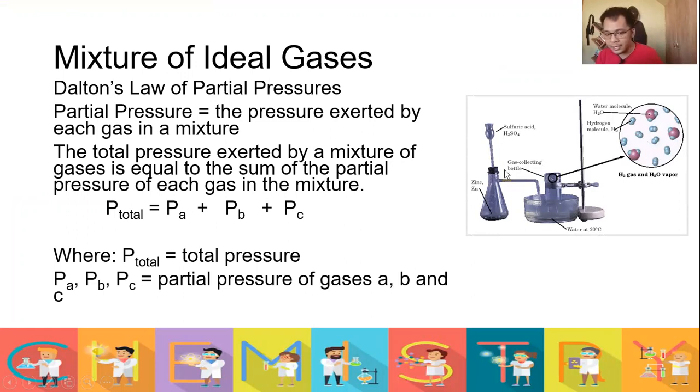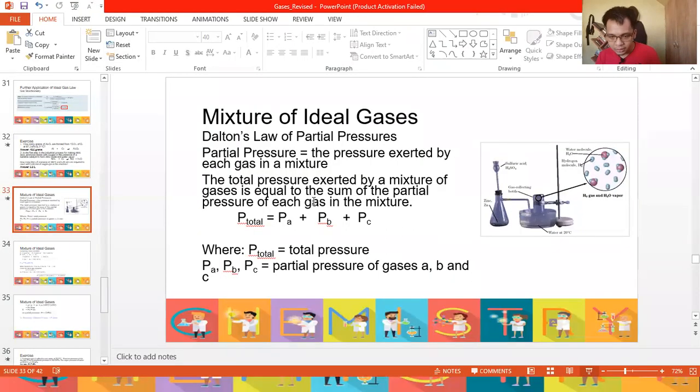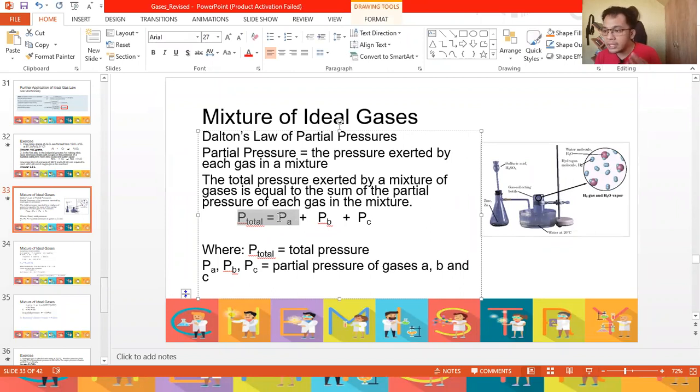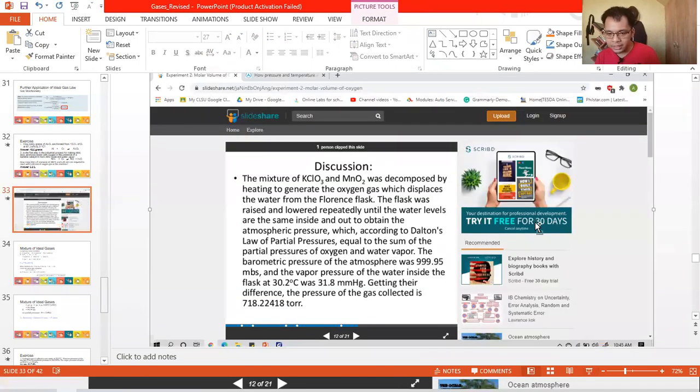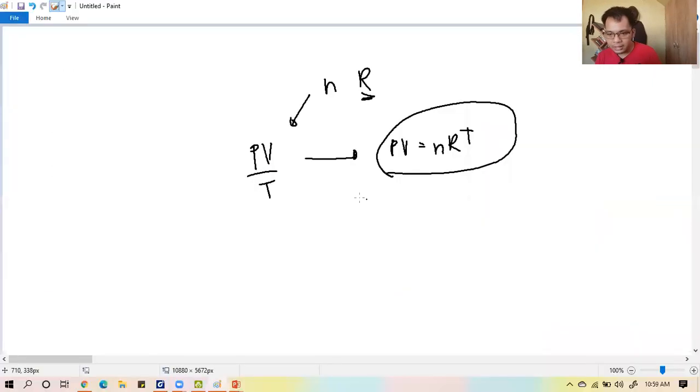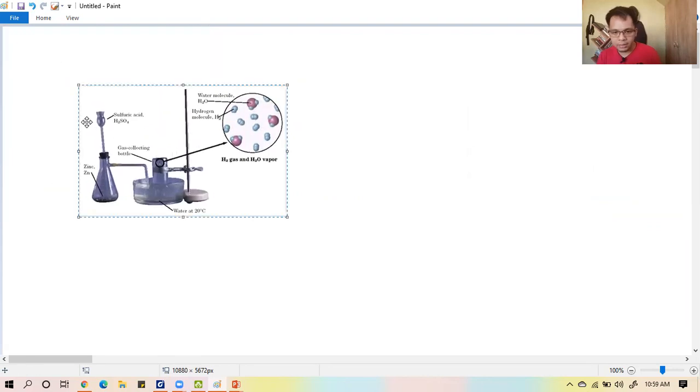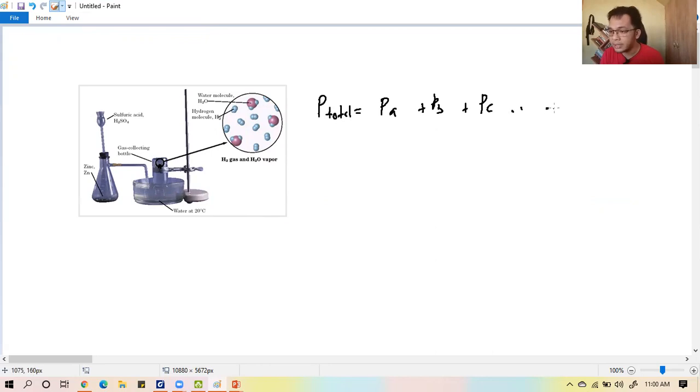Suppose in this mixture here, P total is the sum of the pressures of all the gases present. What is the total pressure exerted by this reaction mixture for the decomposition of sulfuric acid? In Dalton's law of partial pressure, P total equals PA plus PB plus PC, or whatever gases are present. So the total pressure here is the pressure exerted by the water vapor and the hydrogen gas.